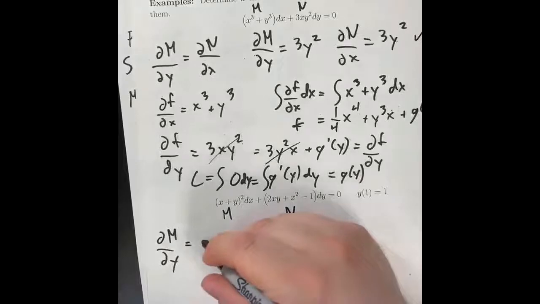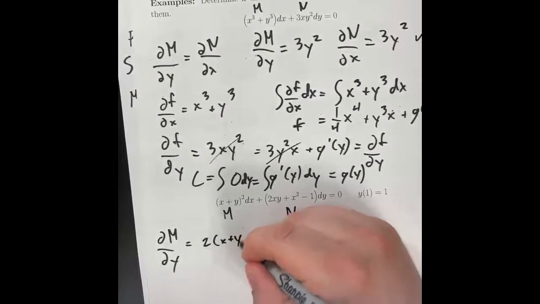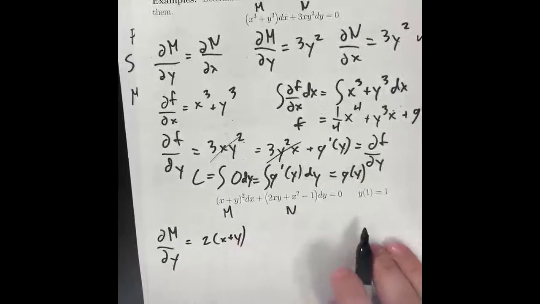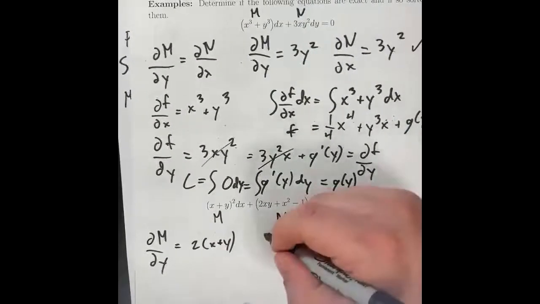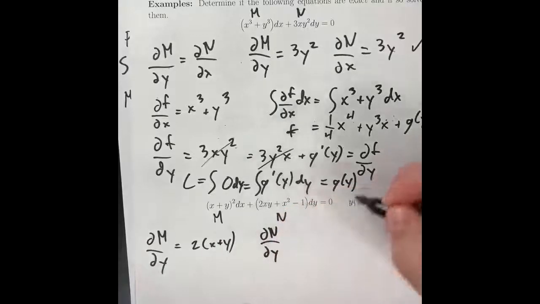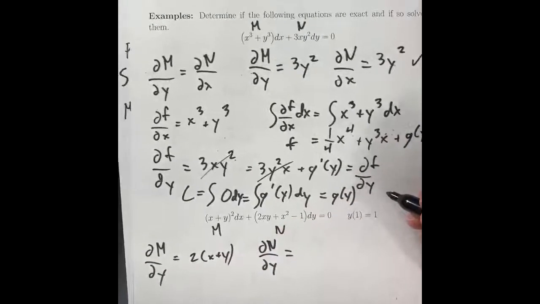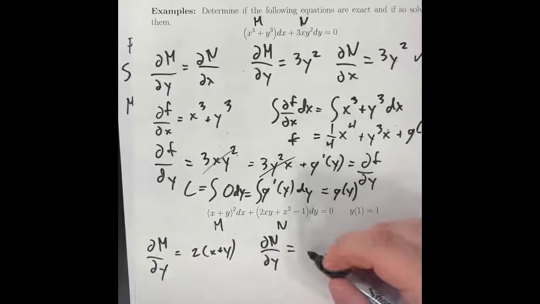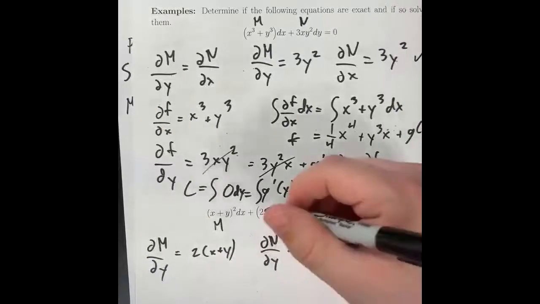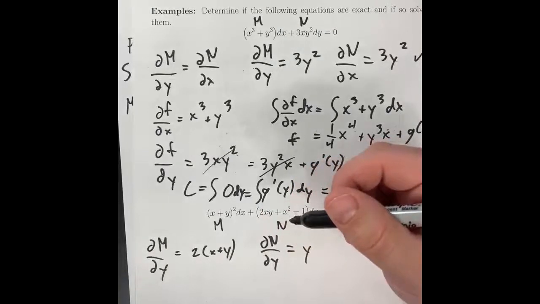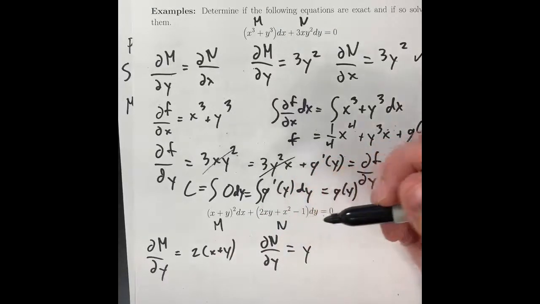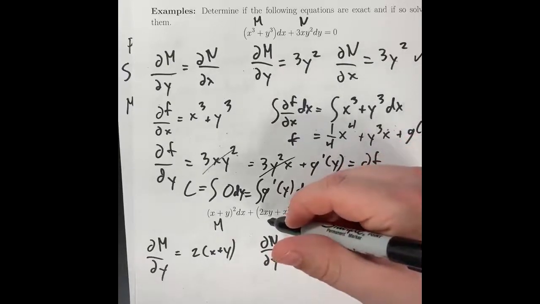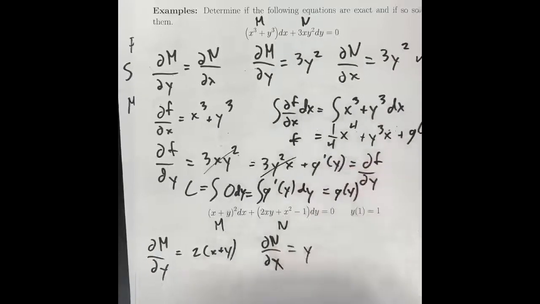We'll have to use the chain rule, so that's going to be 2x plus y times the derivative of the inside, which is just 1. And then we do the partial of N. We treat x as a constant, so that just turns into y. Sorry, with respect to x, I wrote that wrong.